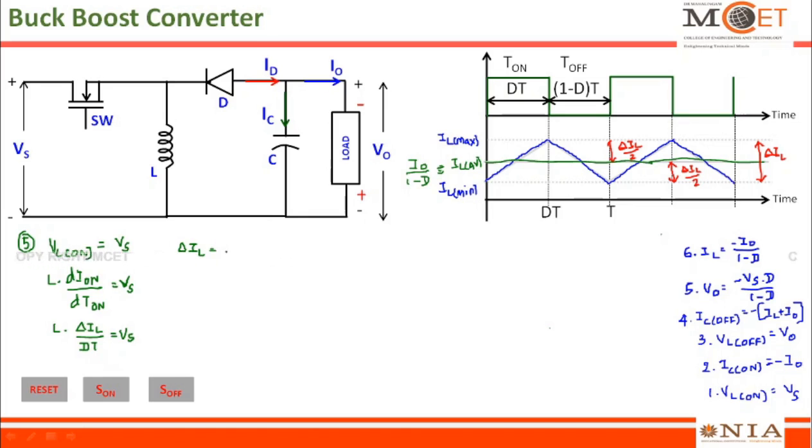Delta IL is equal to Vs into dt divided by L. This can be further simplified as Vs into d divided by L, and this t can be written as 1 by f, so it comes in the denominator. So the expression for the inductor current ripple is Vs into d by Lf. This is the next expression, expression number 7 of this derivation.